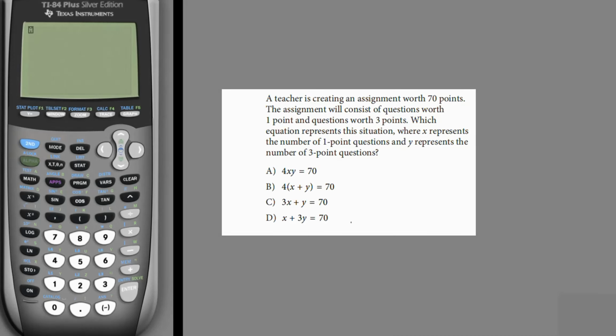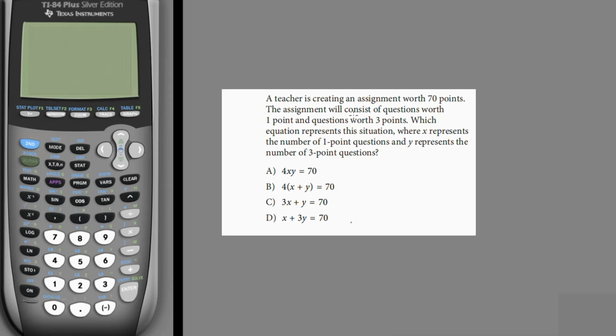In this video, we are going to learn how to solve this STAAR math question easily and fast. Alright, so let's look at the question and see whether it's something we have to use a calculator to solve faster. So the question says a teacher is creating an assignment worth 70 points. The assignment will consist of questions worth 1 point and questions worth 3 points. Which equation represents this situation?